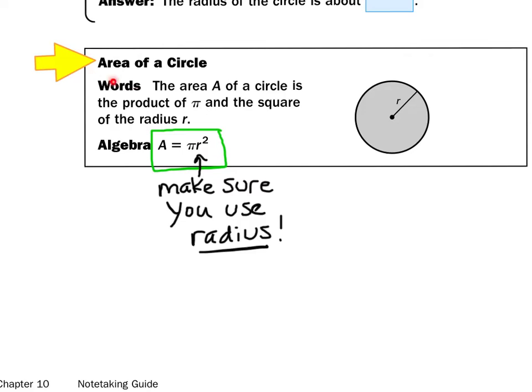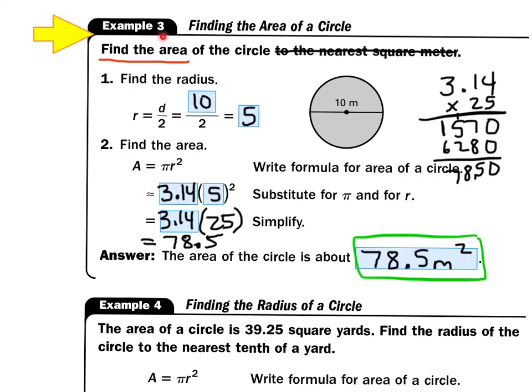Okay, and whenever you want to find the area of the circle, remember the area is everything inside the circle. The area of the circle is the product of pi and the square of the radius. So you always want to put the radius in first, square it second, and the last thing you do is multiply by pi. Okay, so take a look at example 3, finding the area. Find the area of the circle, and then cross out the rounding part. We're just going to find the area.